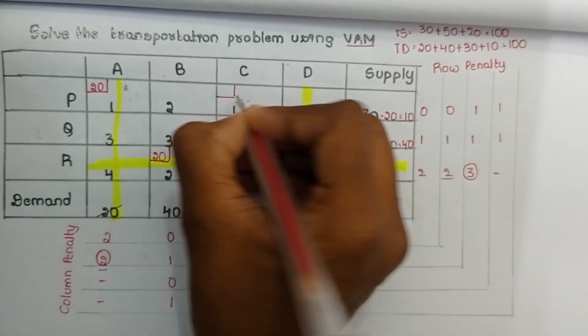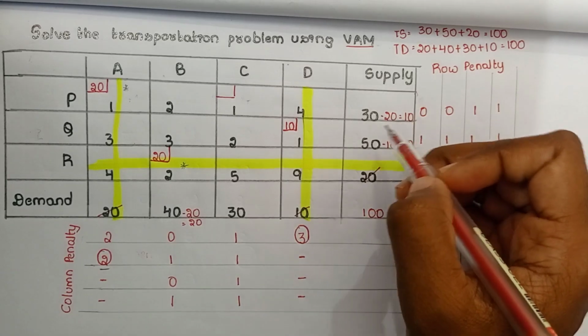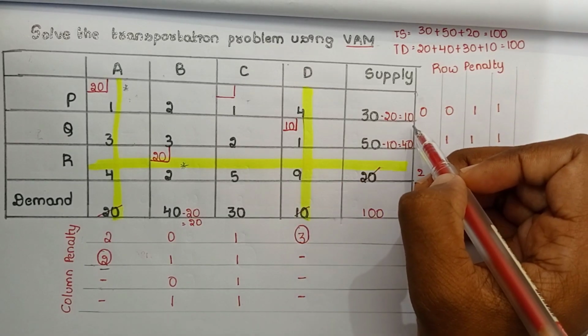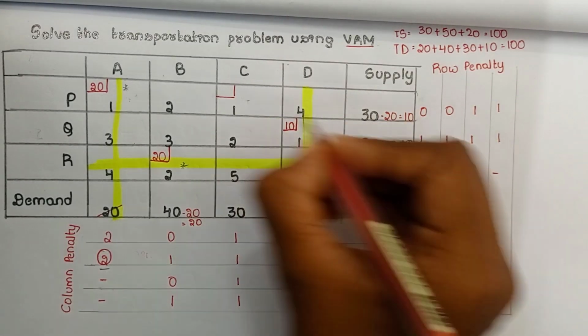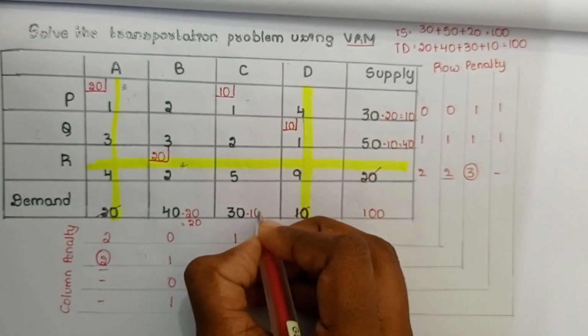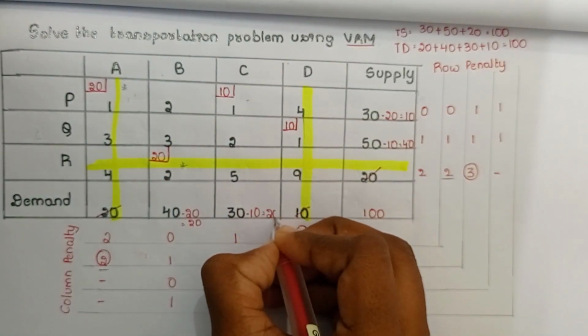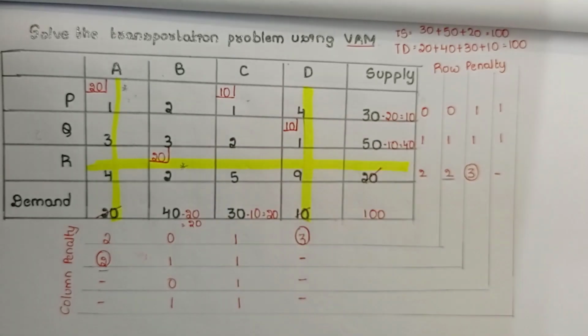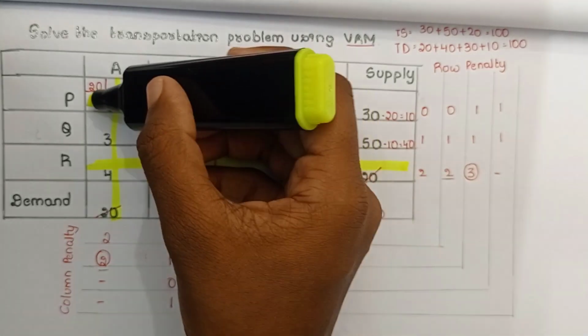So we have to see the demand and supply. The demand is 30 and the supply is 10. So the least is 10. I will allocate that 10 here and I will deduct the 10 from 30. So 30 minus 10 is 20. As I have given everything here, I will just strike off this row.